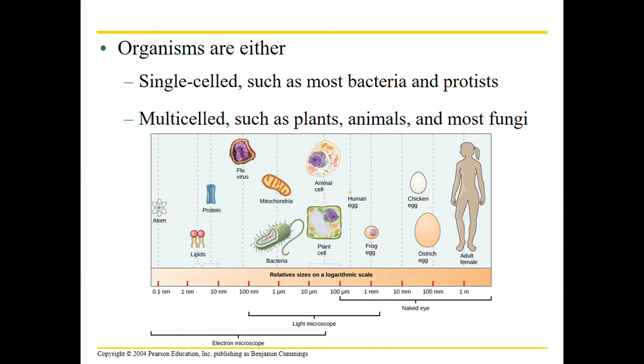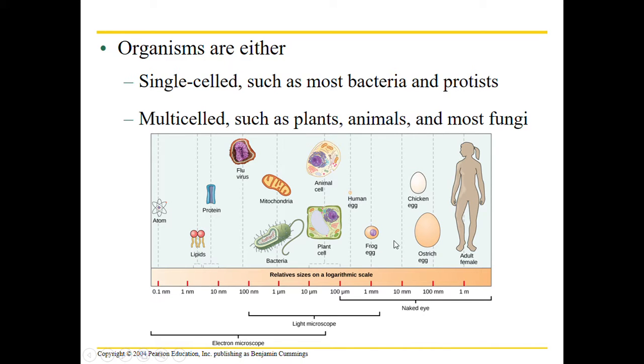So organisms are either single-celled or multi-celled. So single-celled, we have bacteria and protists. Multi-celled, we have plants, animals, and most fungi. As cells get more multi-celled, they increase in complexity.